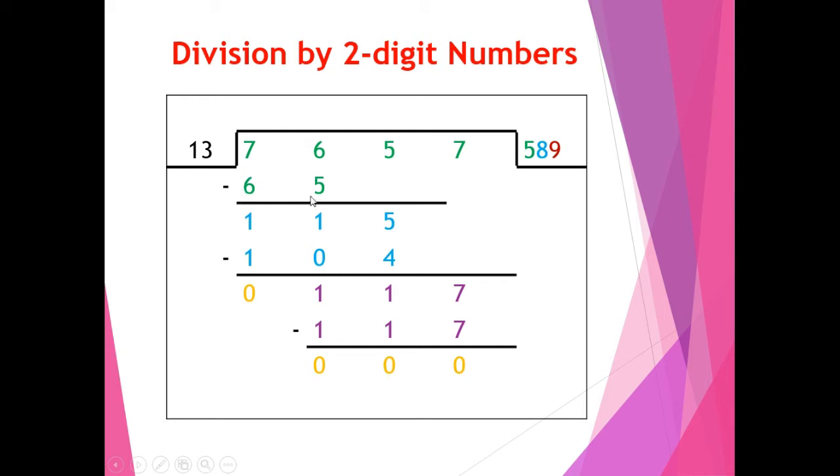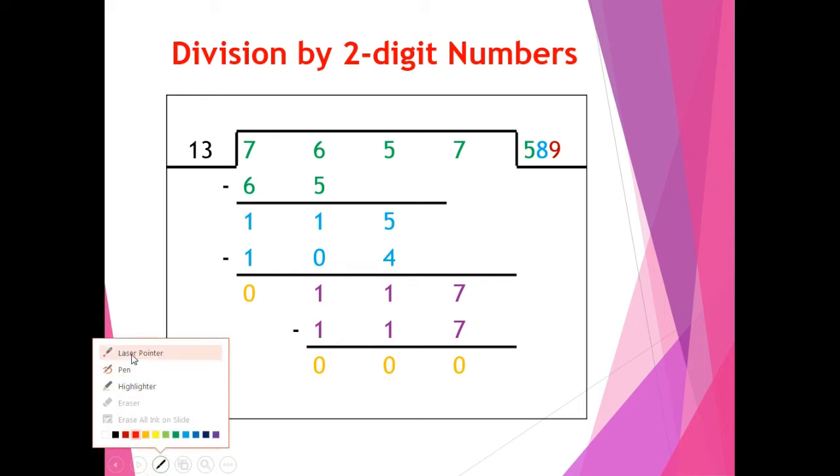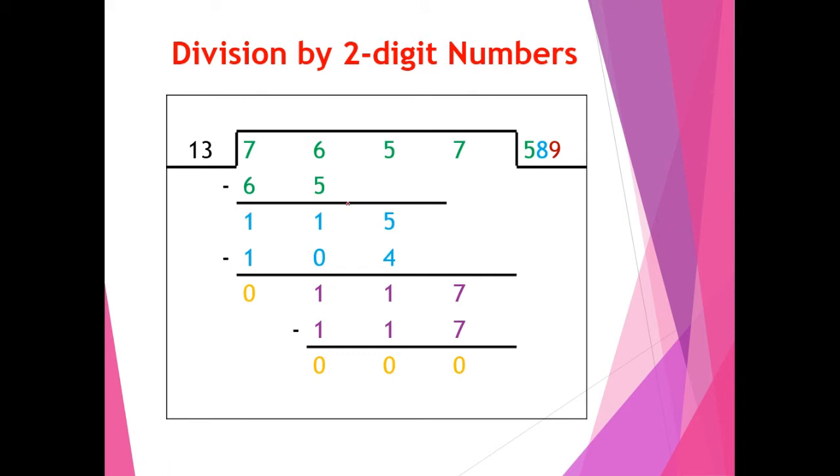The next step is, after multiplying the 13 with 5, we will subtract the numbers. Now 6 minus 5 equals 1 and 7 minus 6 equals 1. Here the remainder is 11. 11 again is less than 13. So we have to copy down one more number from the question, which is 5.